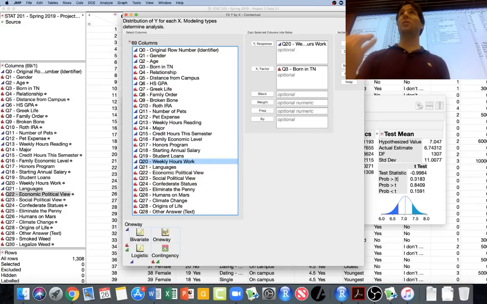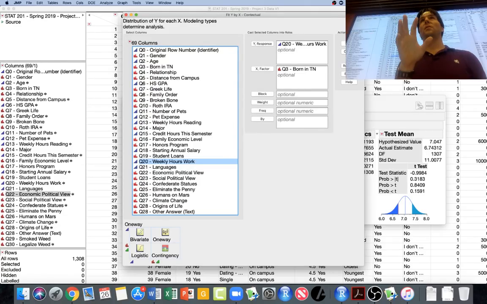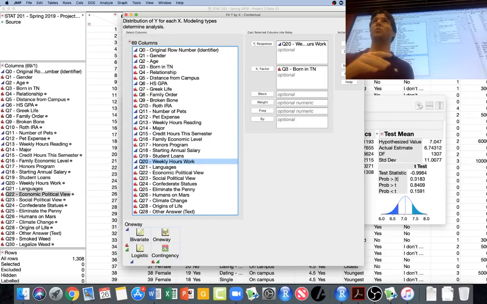Take a second before I show this here and write the null and alternative. So we're testing how many means here? 2 means. We're going to do a review of 2 means by showing some output here. So we're testing 2 means. Do people who were born in Tennessee work more than people who were not born in Tennessee? So how do we write that one?